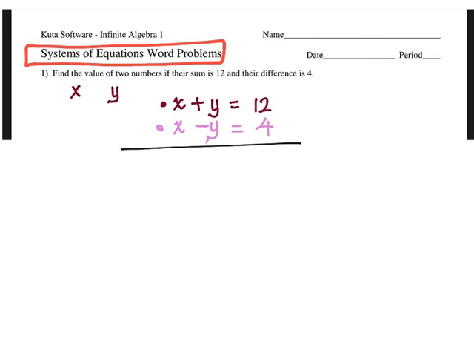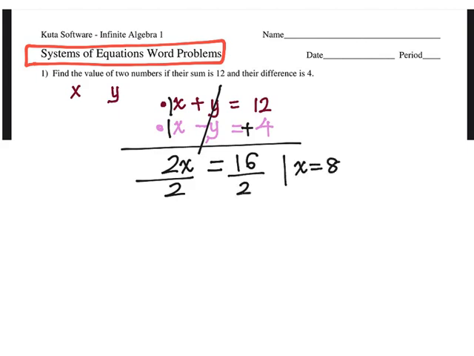So once I have my equations set up, I can solve them by the process of elimination. Here I can eliminate one of the variables, 1x and 1x. 1x plus 1x is 2x equals, y is already gone, 12 plus 4, which is 16. Now I'll divide both sides by 2, which gives me x equals 8. That means one of the numbers is 8.